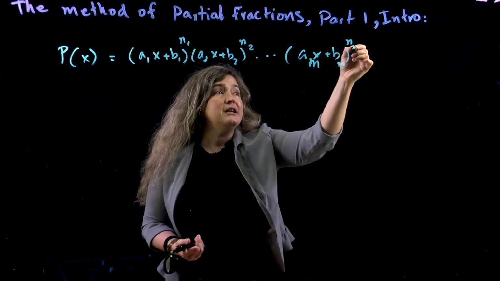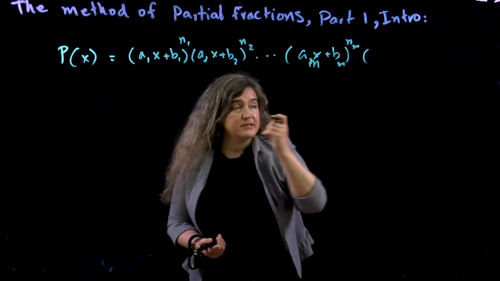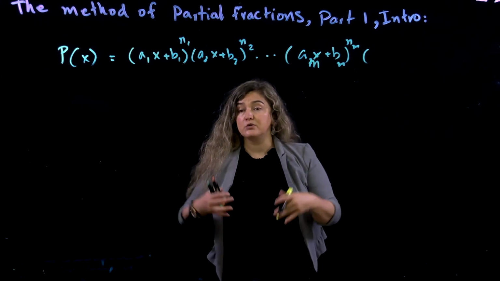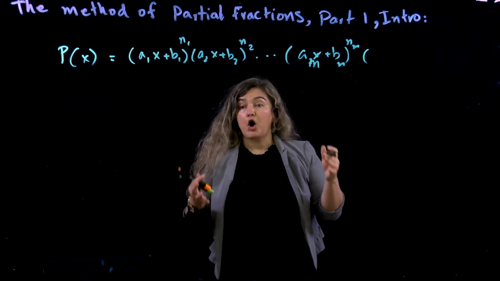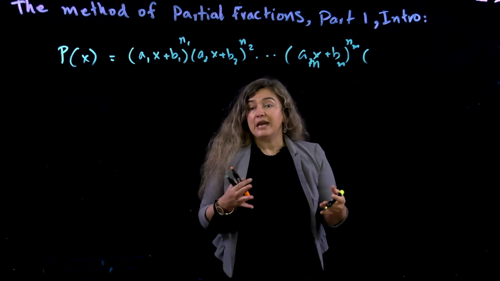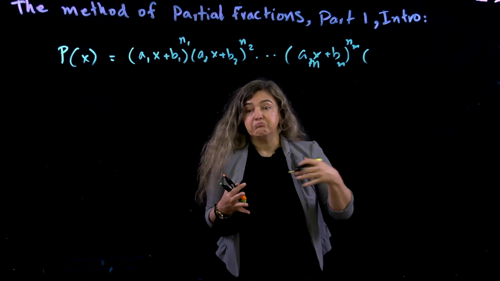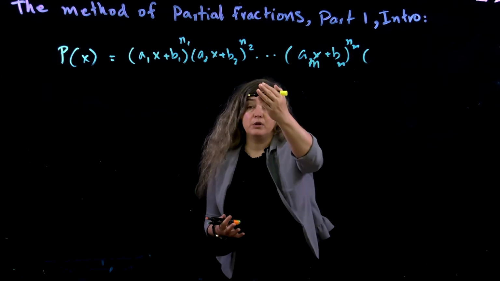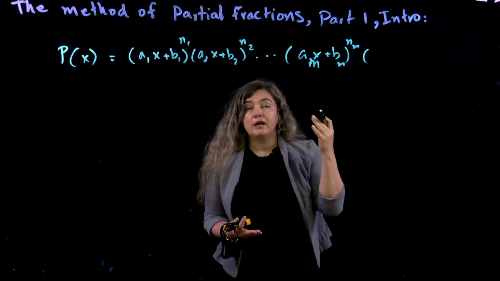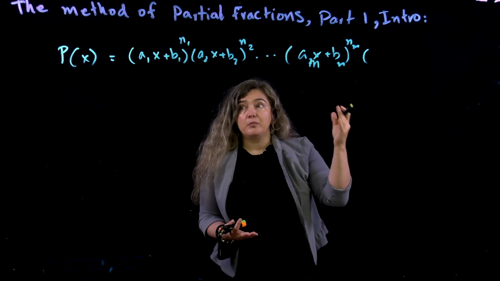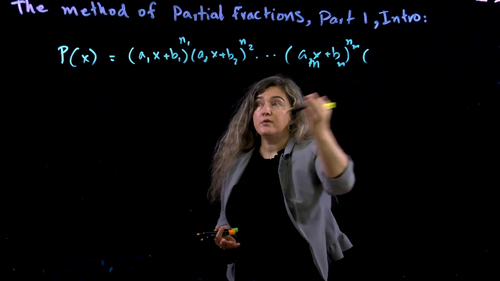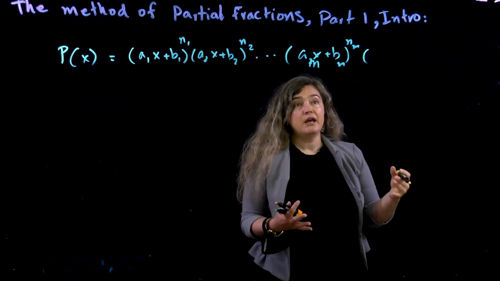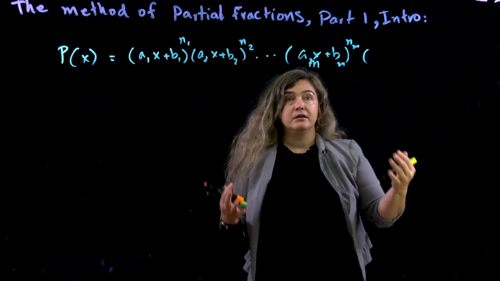And the quadratic ones basically are going to be quadratics that don't have any real solutions. Those are the ones with complex solutions. Basically, for all the real solutions you will get a linear factor, and for all the complex solutions of this real polynomial p of x, you get a quadratic factor.